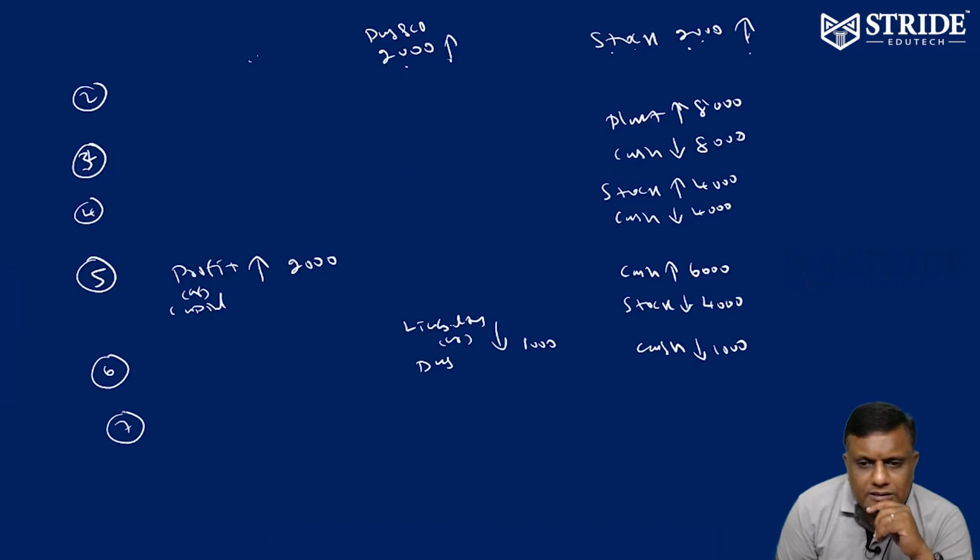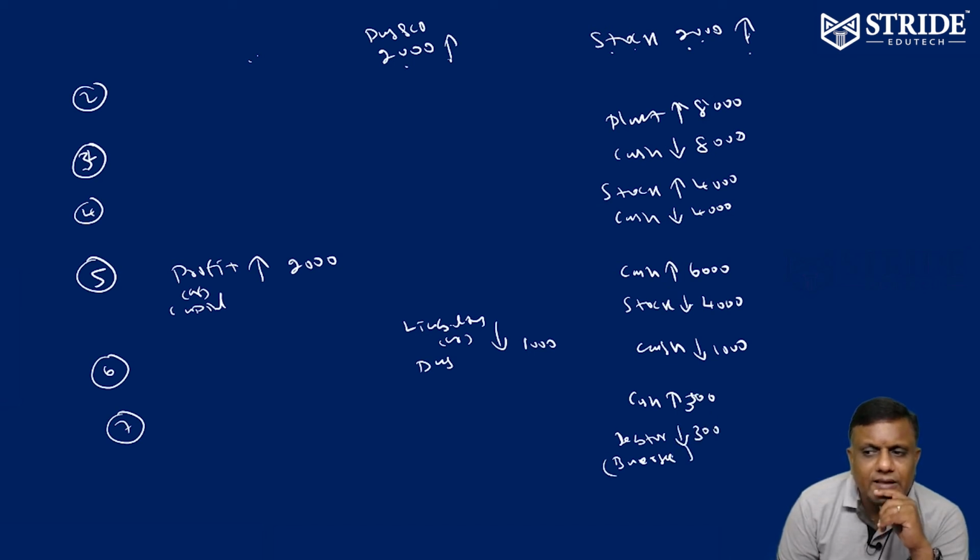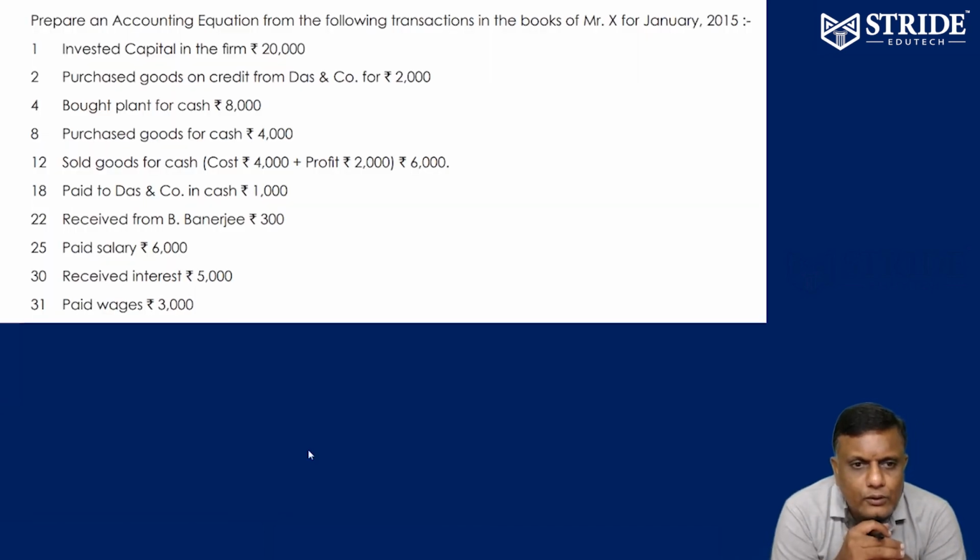So number 7. Cash increases by 300. Banerjee is our debtor, so debtor decreases by 300. So both adjusted on the asset side itself. Cash increases 300, debtor decreases 300. Asset side tallied. Okay.